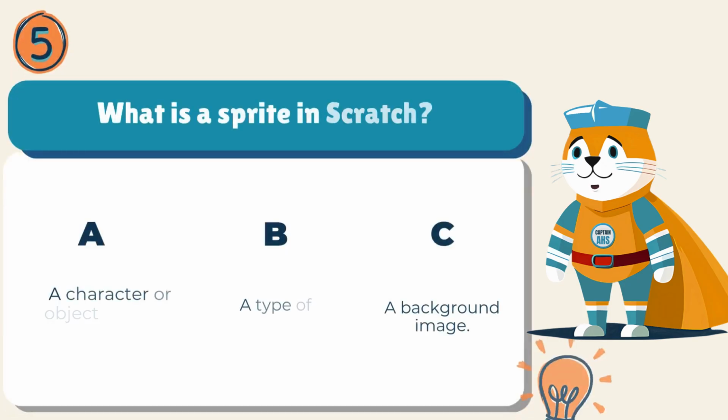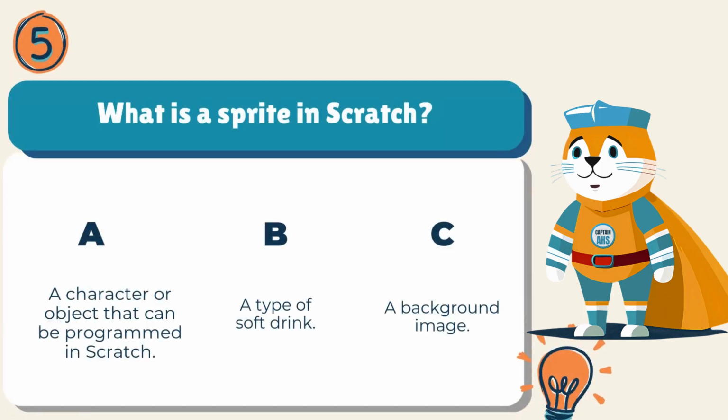What is a sprite in Scratch? Option A, a character or object that can be programmed in Scratch. Option B, a type of soft drink. Option C, a background image. Option A, a character or object that can be programmed in Scratch.